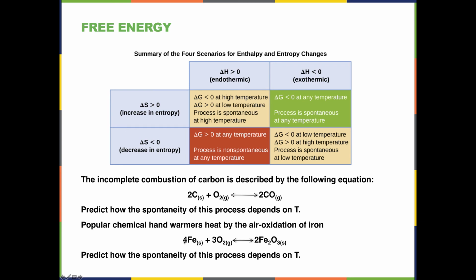This is the opposite. This shows a decrease in entropy. So you're in the bottom row here. A decrease in entropy is the bottom row. The bottom row is, if this is an endothermic reaction, then it would be not spontaneous no matter what the temperature is. If it's an exothermic reaction, it's spontaneous at low temperatures but not spontaneous at high temperatures.